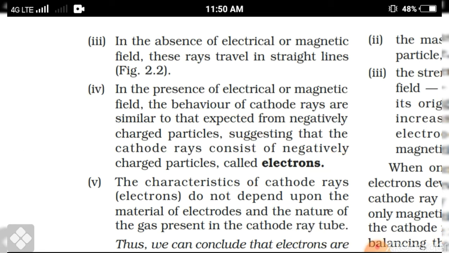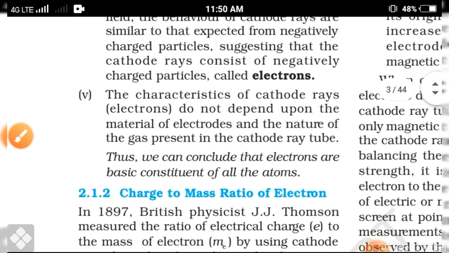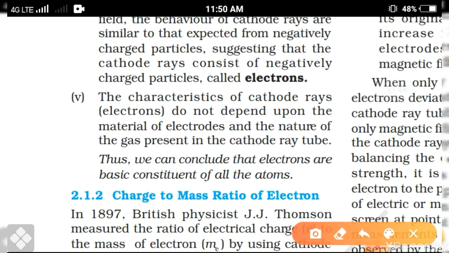Clear. Next point, the characteristics of cathode ray electrons do not depend upon the material of the electrodes and the nature of the gas present in the cathode ray tube. What is the characteristic of the cathode ray? It does not depend on the material of the electrodes and the nature of the gas present in the cathode ray tube. So these do not depend on that substance, that material.